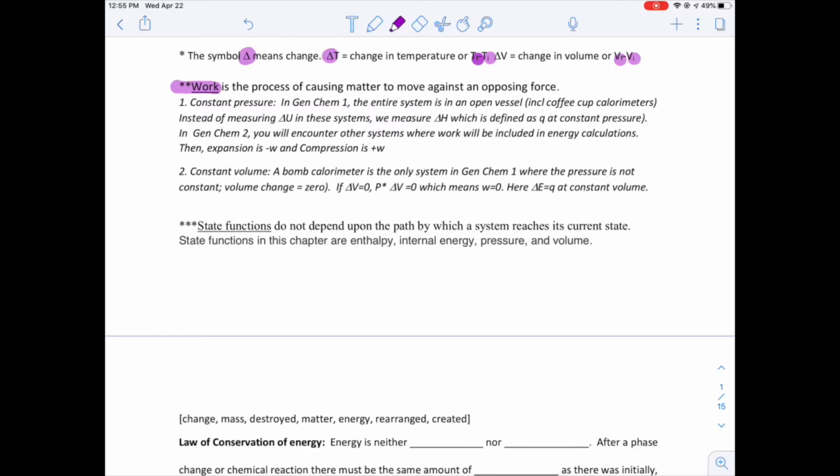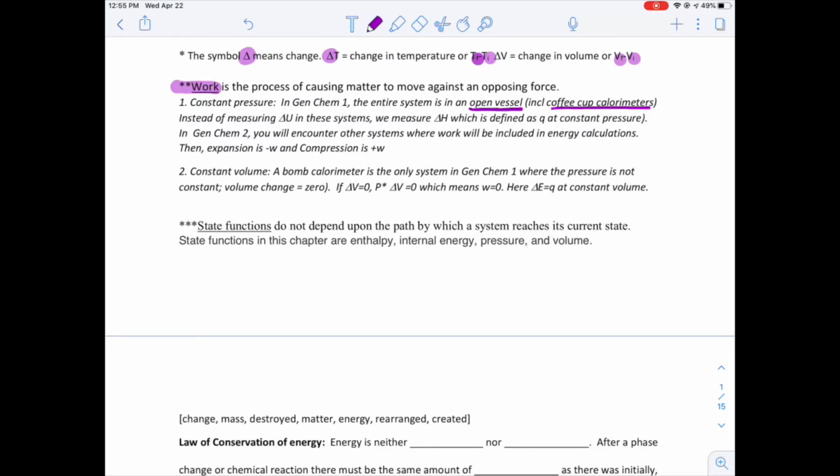So work is the process of causing matter to move against an opposing force. Like in the example of the car engine, it was creating a gas, and that gas was expanding, and gases are so very strong when they expand. It's moving that cylinder, that piston, upwards. So here's what you have to think about in Gen Chem 1 though. The entire system is an open vessel, even including our coffee cup calorimeter, which you'll hear about soon, but it's just a coffee cup that has a reaction going in it, and then you have one of those little coffee lids that are really loose on top.